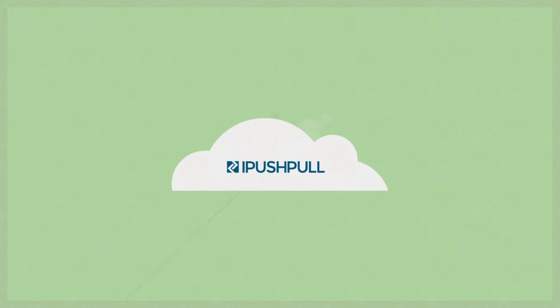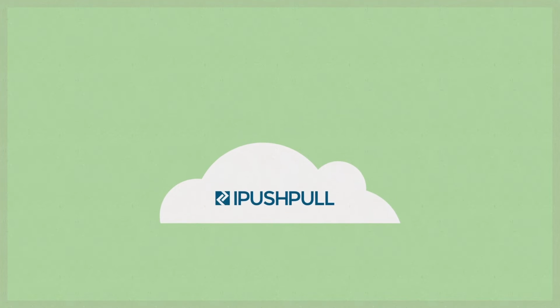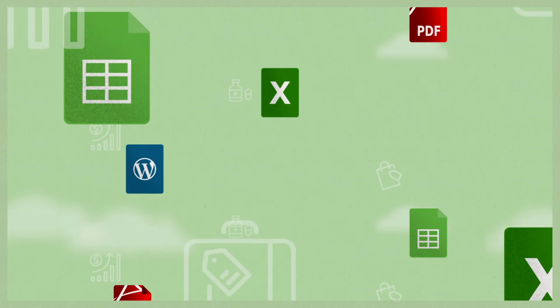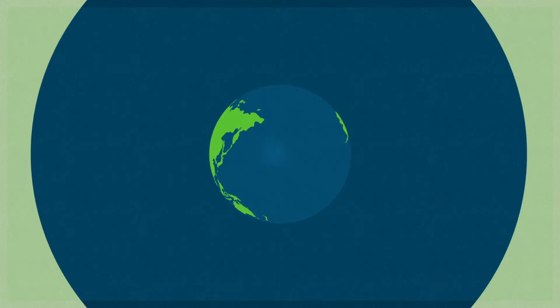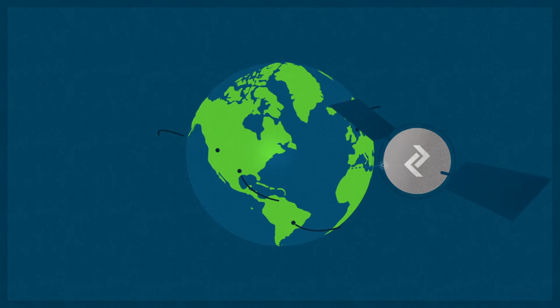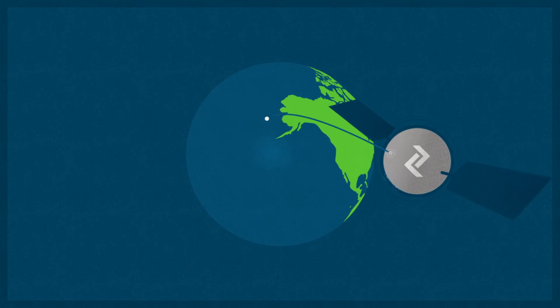iPushPull is a simple, powerful service which lets you combine the functionality of your current applications with the global access of the cloud. With a click of the mouse, you can select and share your live data with the people who need to see it, whether they're in the same office or on the other side of the world, whether they're at their desk or on their mobile.